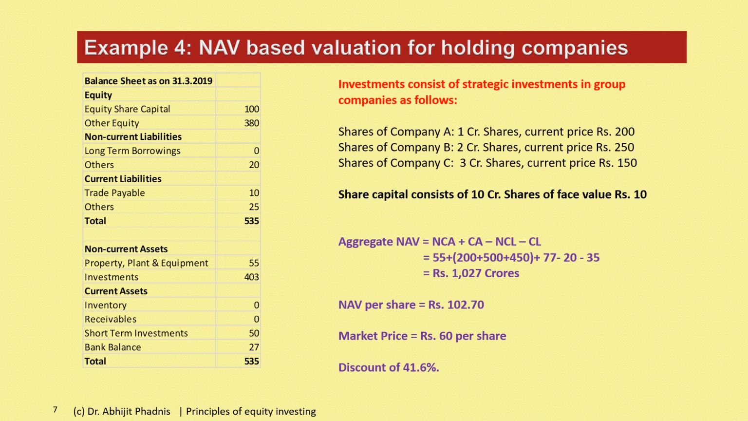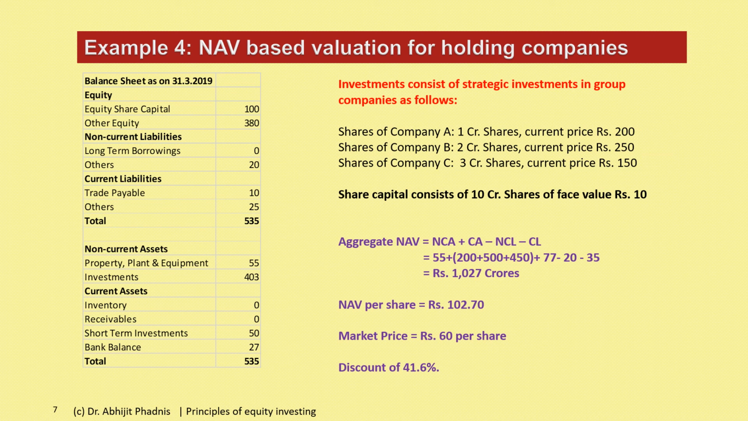Here, let us assume that this investment that we see of 403 crores in non-current assets actually consists of 3 strategic investments in 3 different group companies, company A, B and C, with holdings of 1 crore, 2 crore and 3 crore shares respectively, with the current prices of 200, 250, 150 respectively. The share capital of the company consists of 10 crore shares of face value rupees 10. I'm talking about the holding company, not about A, B, C individually. So now how do we calculate the NAV of this company?